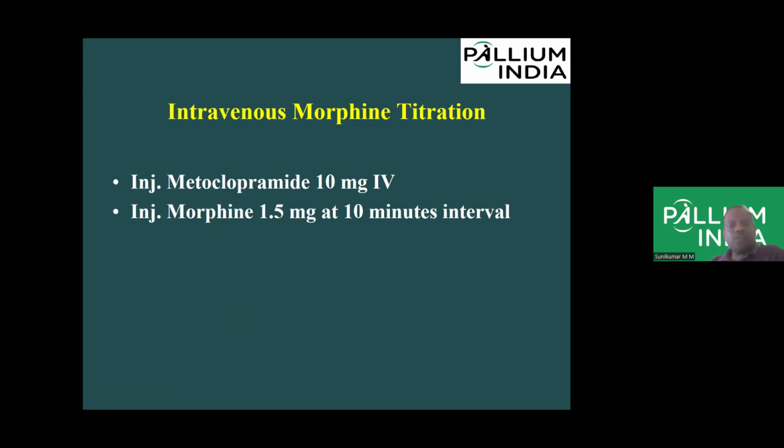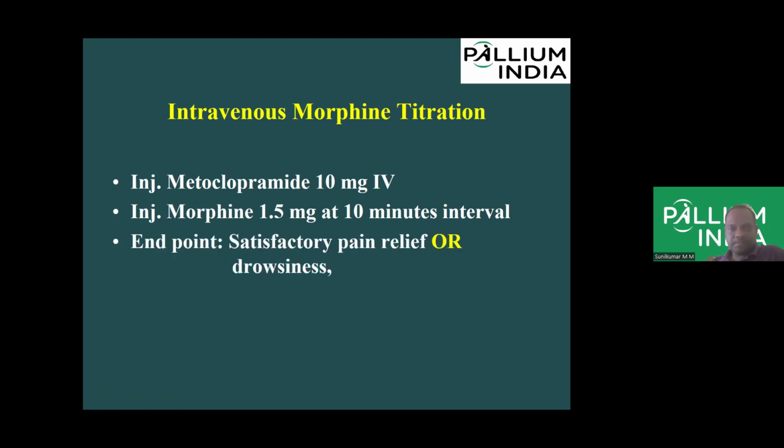Or in other words, what is the end point of morphine titration? It is either satisfactory pain relief or drowsiness, whichever comes first. What you have to understand is that all pains are not sensitive to opioids. In such patients, the pain relief would not be satisfactory, but the patient would be drowsy. So in such patients, you have to stop the morphine trial when the patient becomes drowsy. But if the pain is opioid sensitive, then they will theoretically have full pain relief.